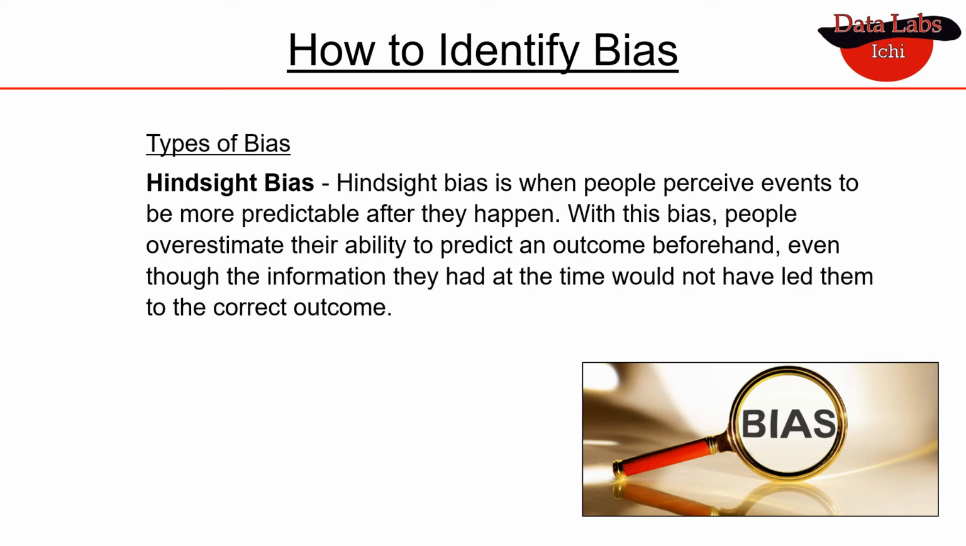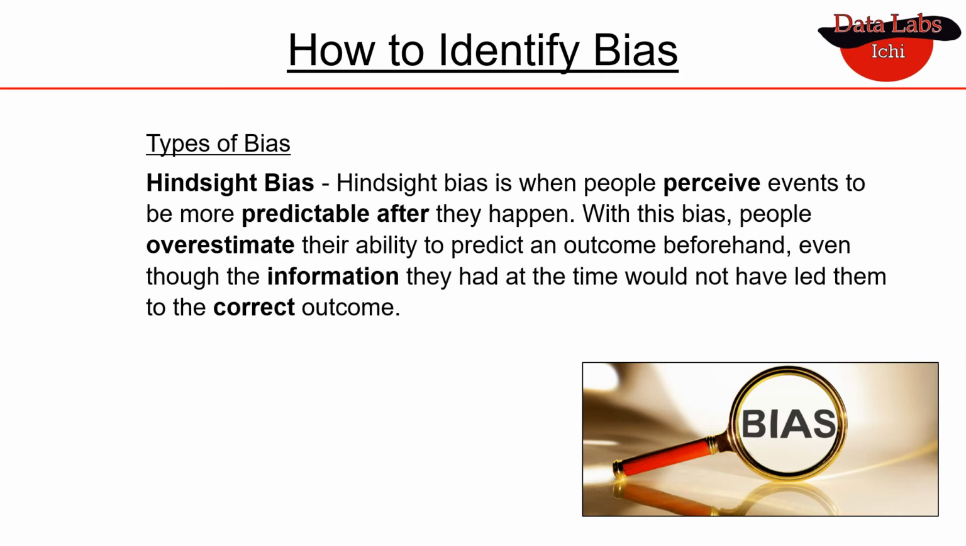And lastly, we have hindsight bias. So hindsight bias is when people perceive events to be more predictable after they happen. Go figure, right? It's called hindsight 2020. And this makes people overconfident and overestimate their abilities to predict future outcomes of a similar nature in the future.